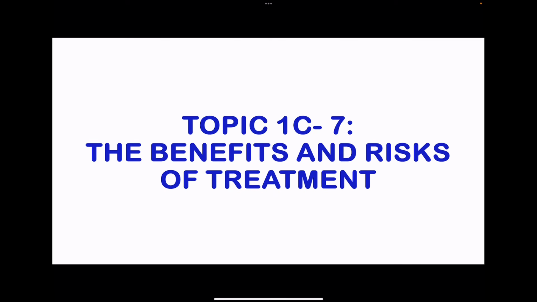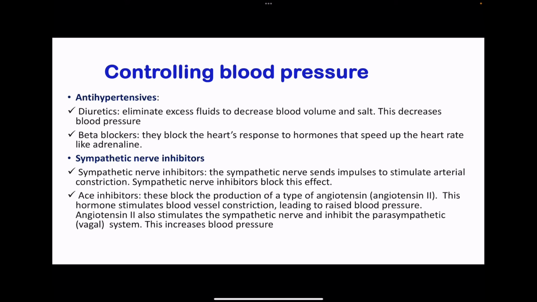In part 7, we'll look at the benefits and risks of treatment. Here we're going to be looking at medications that can be taken. For high blood pressure, we can take antihypertensives. These include diuretics. These eliminate excess fluid to decrease the blood volume, as well as salt. The next one is beta blockers. These block the heart's response to hormones such as adrenaline, which work by speeding up the heart rate.